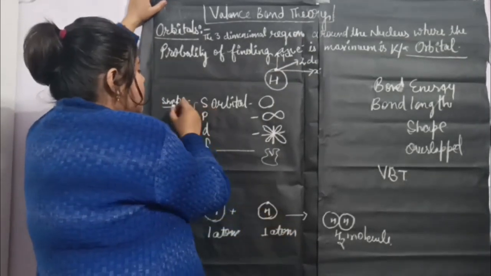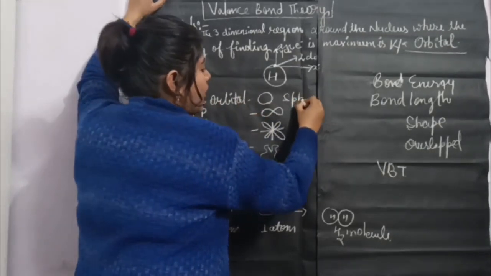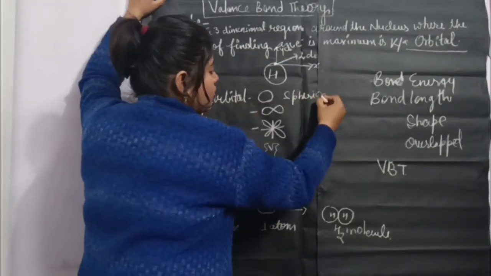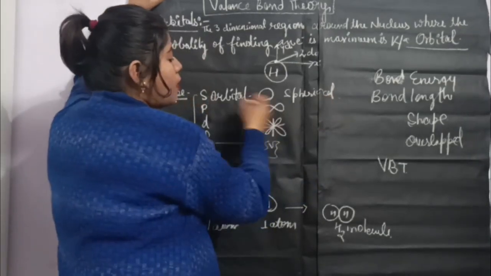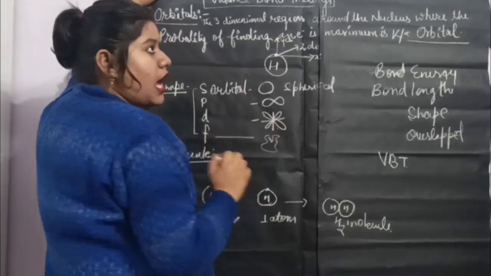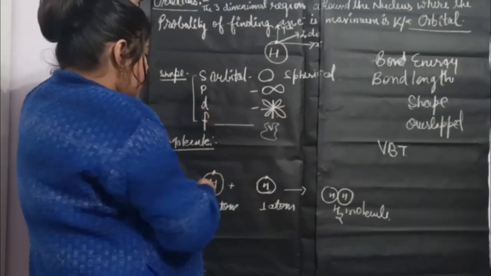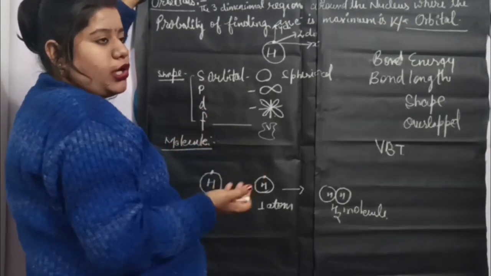For example, the shape of the s orbital is spherical. We all know that. The shape of the p orbital is dumbbell, the d orbital is double dumbbell, and the f orbital has no definite shape. It is indefinite.